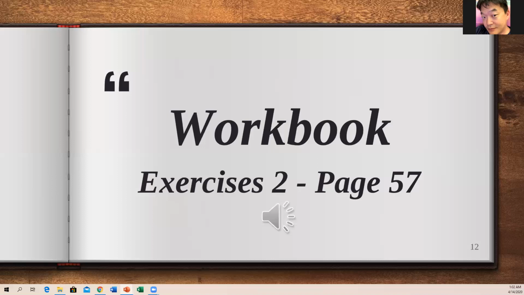Okay, let's go to question number 5. How often do the trains go to Los Angeles on the weekend? And the correct answer is letter D. They go to Los Angeles 3 times a day.